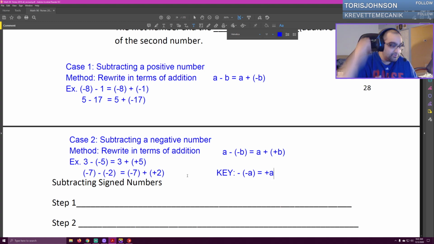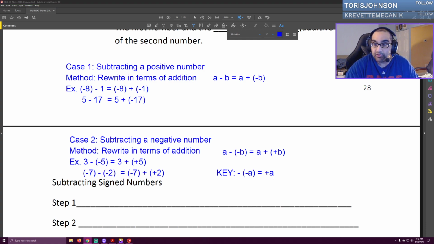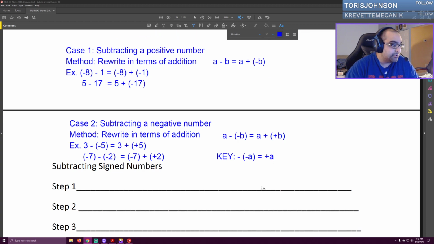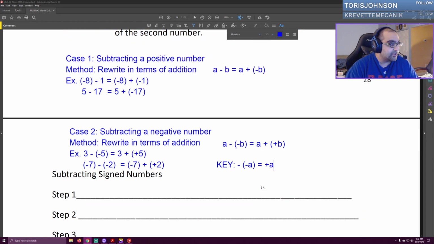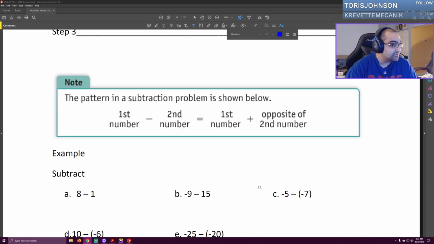Very often it's just easier to put it in terms of addition. If you have a tough time with subtraction with signed numbers, then putting it in terms of something more comfortable like addition is by far the easiest method to do. So we just wanted to talk about that and put two and two together. Now that we have both of these methods for subtracting signed numbers, let's take a look at some examples and see what we get.